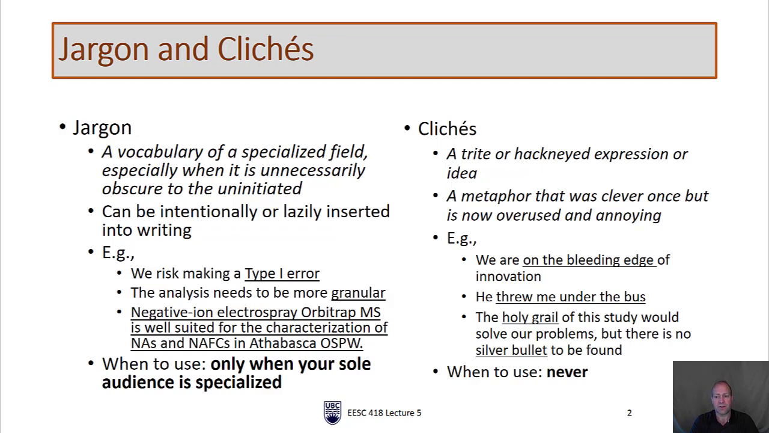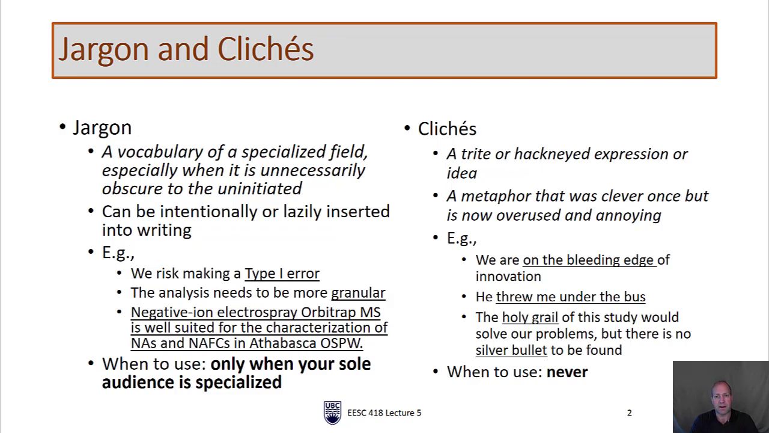The next category is cliches. A cliche is a trite or hackneyed expression or idea. That's the dictionary definition. My definition is a metaphor that was clever once but is now overused and annoying. So we have a lot of metaphors. I'm dog tired, burning the candle at both ends. I mean, we have a million cliches that we can use in our everyday language without worrying about it. When I say when to use, never. So never use these in technical writing. If you use these in your everyday language, that's fine. We all use them without thinking about them.